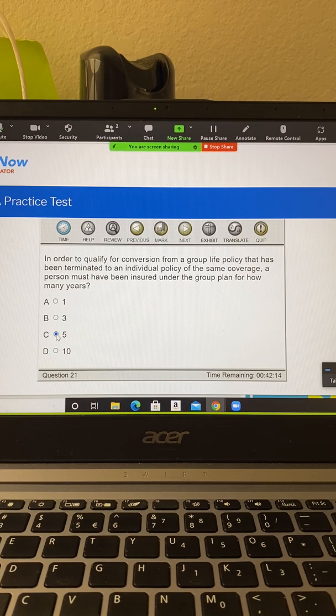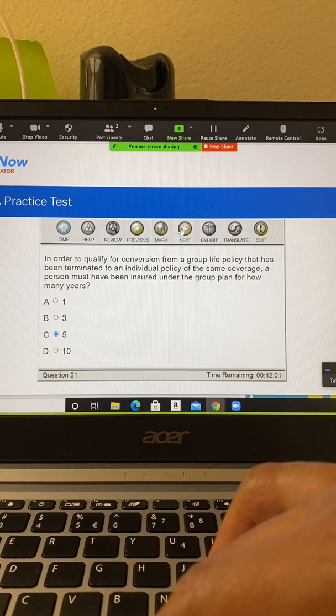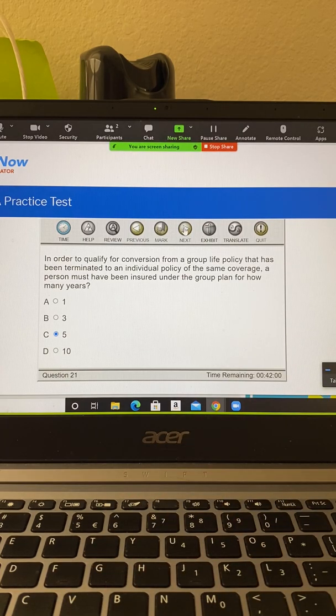People say, "Well, I got it from my job." Well, no, you don't. You weren't even there 5 years. And where are you? How much are you paying? They don't know because they don't have any. All right, next question.